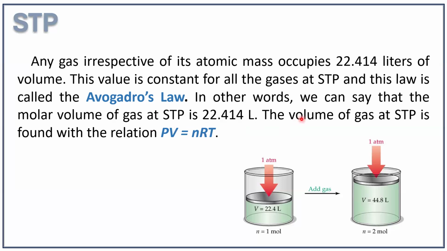And so this is the STP condition, and 22.414 is known as the molar volume. So 1 mole of a gas at STP will occupy a volume of 22.414 liters. If I take 2 moles of the gas, its volume at STP condition will be 22.4 into 2, that is 44.8. If I have 3 moles of gas at STP condition, its total volume will be 22.4 into 3. This is known as Avogadro's law.